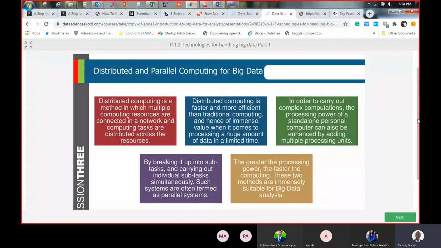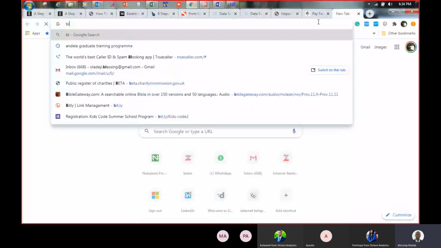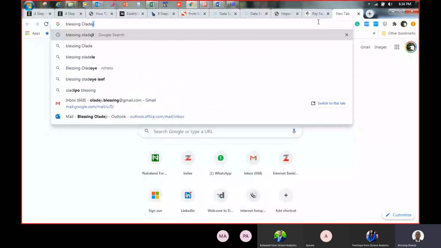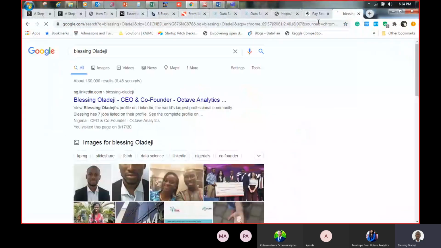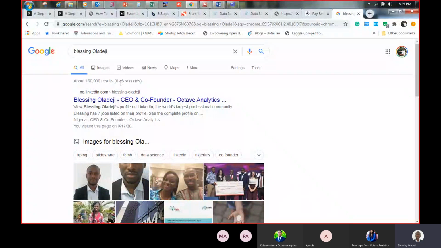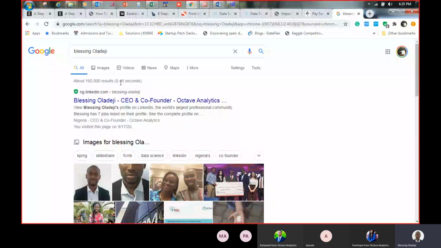And so if I want to search for, say, Blessing Oladiji now. So I'm searching for Blessing Oladiji. It returned 160,000 results in 0.64 seconds. And some of those results are on Twitter, some of them are on Instagram, some of them are on LinkedIn. It went to different computers and brought out all of those results and is presenting that result in one single space.